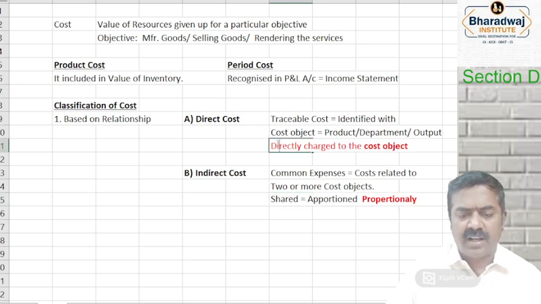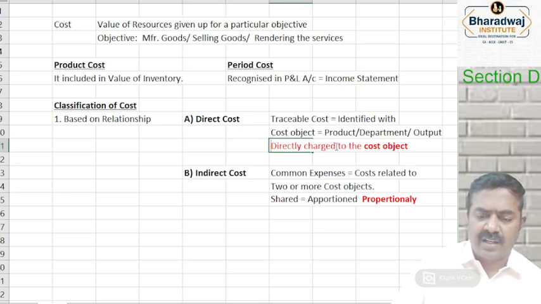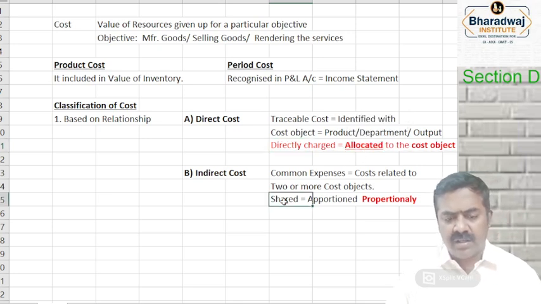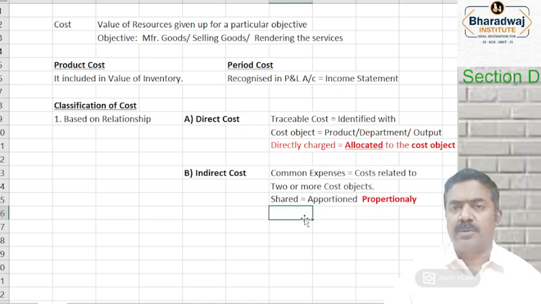Direct costs are traceable costs which can be directly charged. We call it directly charged, otherwise we can say allocated. The word that is used for direct expenses is which one? Allocated to the department concerned, or allocated to the cost object. The word that is used for indirect cost is apportioned.